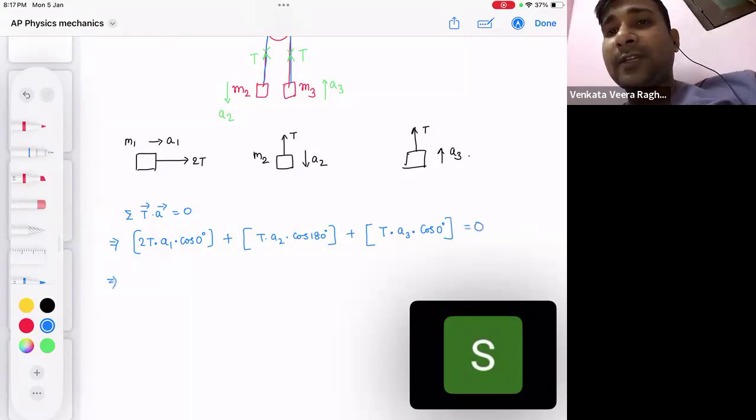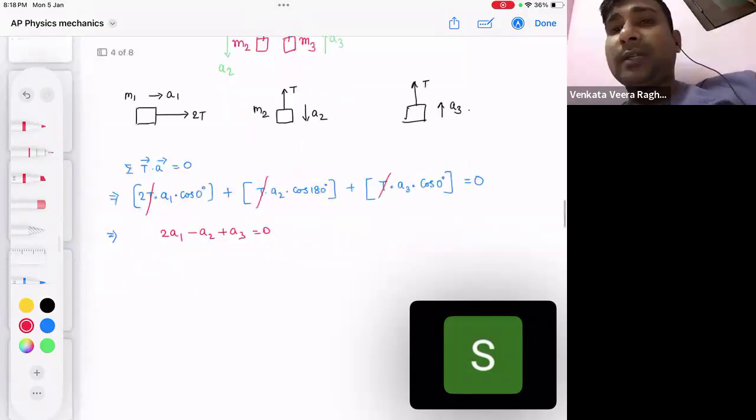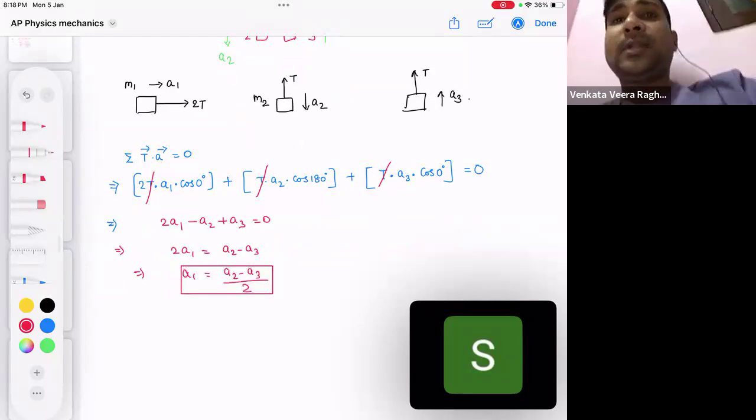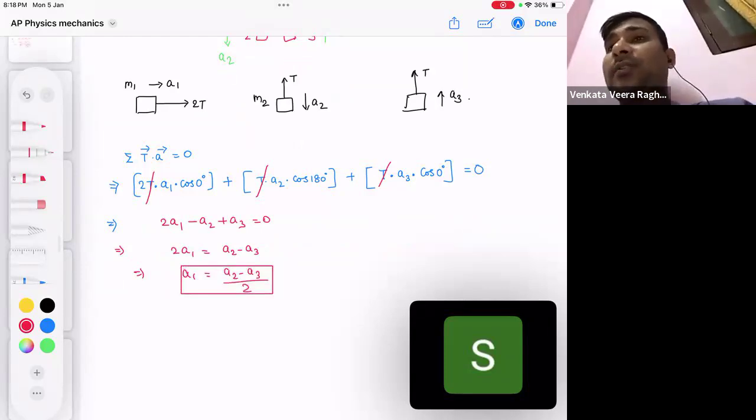You see that in the simplification process, T and T cancel out. So what we have? 2A1, because cos 0 is 1 and cos 180 is minus 1, so A2 with a minus sign, and A3, should be equal to 0. So what is the relation we are getting here? 2A1 equals A2 minus A3, or you can also write A1 equals (A2 minus A3) by 2. Clear? So that is the relation between the accelerations of these three blocks.